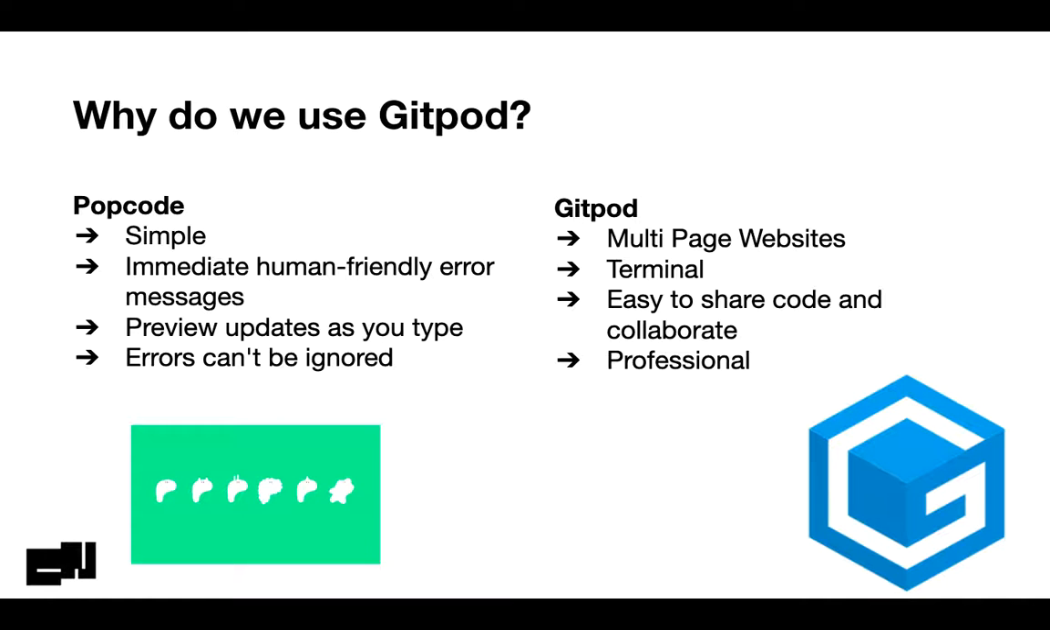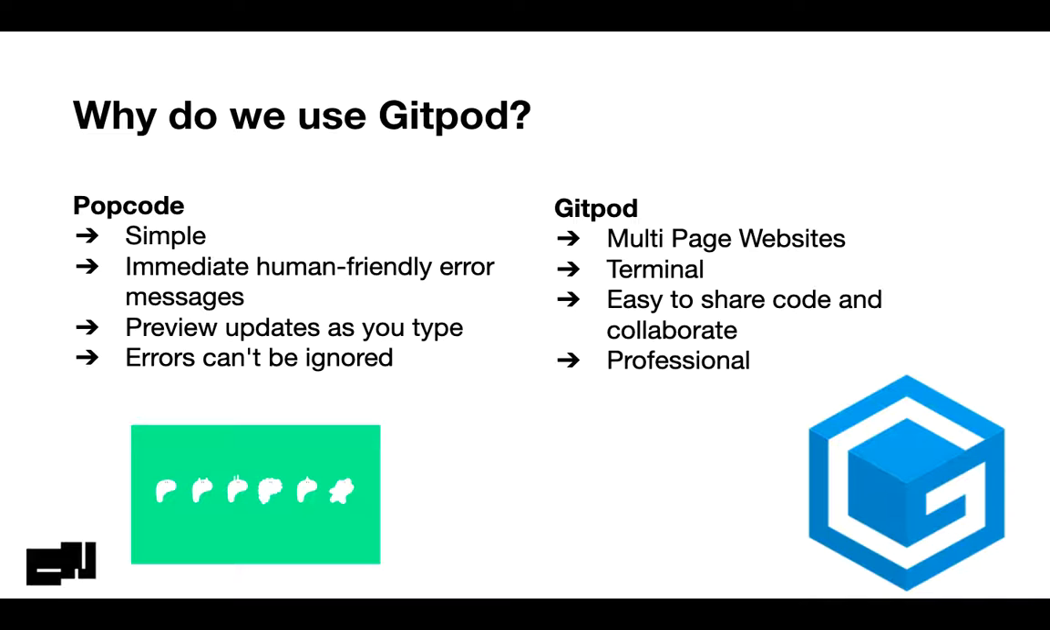Why? Because it allows us to make multi-page websites, unlike Popcode, where you can only make one website and then link to external sites. It's got a terminal, which you can use to write code straight into that. I'll show you the terminal. It also makes it really easy to share code and collaborate. It's really easy with Gitpod to actually fork a project, which I'll show you how to do, and also to have an actually hosted page that you can share with your family, with your friends. And it's also easy to work together.